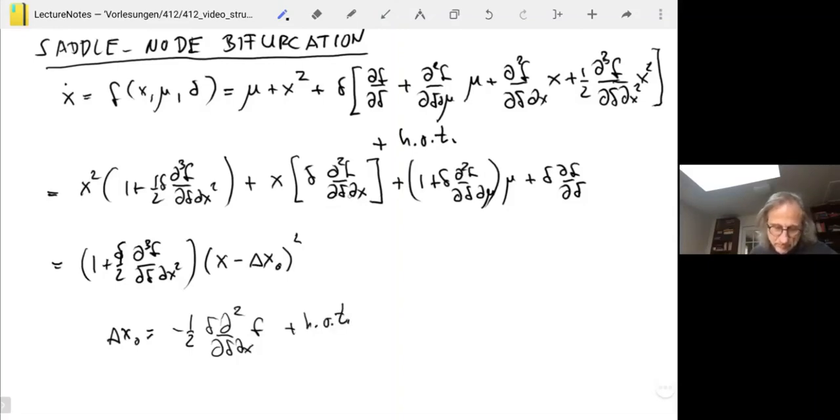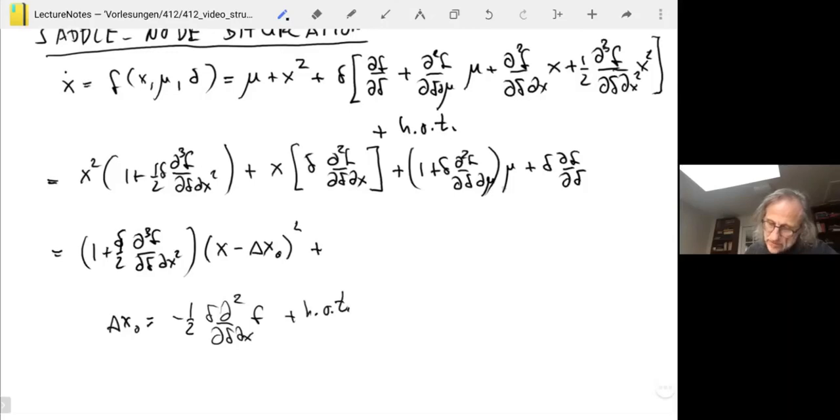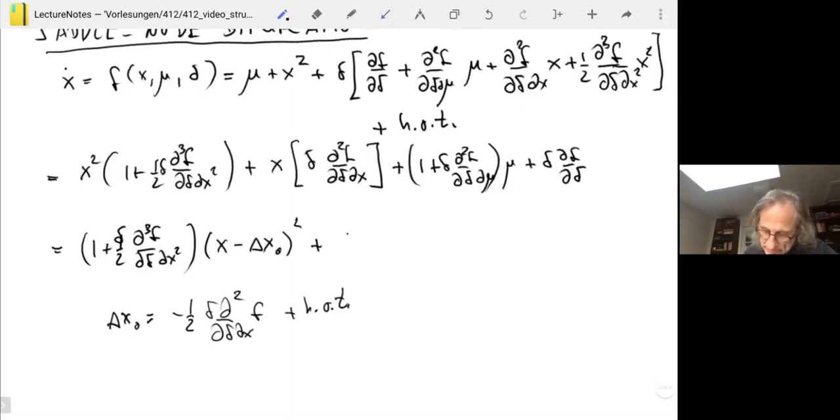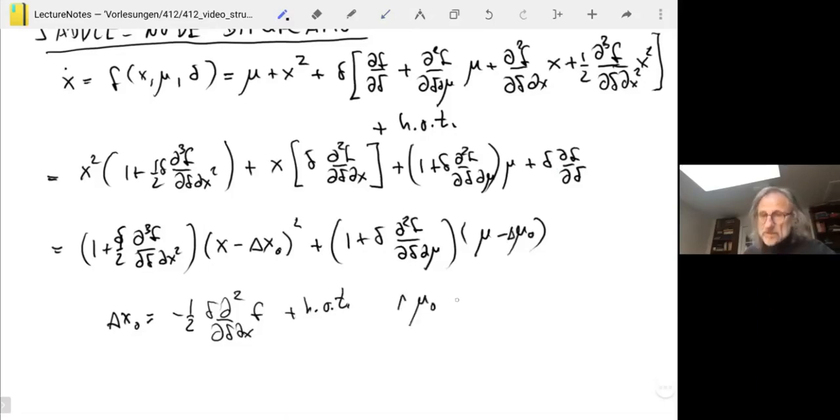That's essentially just this term, right? Okay, and similarly, we then want to absorb this constant term here in a shifted mu. And so we want to have something like 1 plus delta d2f d delta d mu times mu minus mu naught. And this mu naught now absorbs this. And so if you look at it, the mu naught, actually not mu naught, delta mu naught is minus delta d delta f plus higher order terms. Okay, the algebra here is not very important, so you can check that. Maybe there's a factor of 2 wrong, I'm not quite sure. But the point is that we actually managed to introduce a shift in x and a shift in mu. And then we have the same form of the equation again.